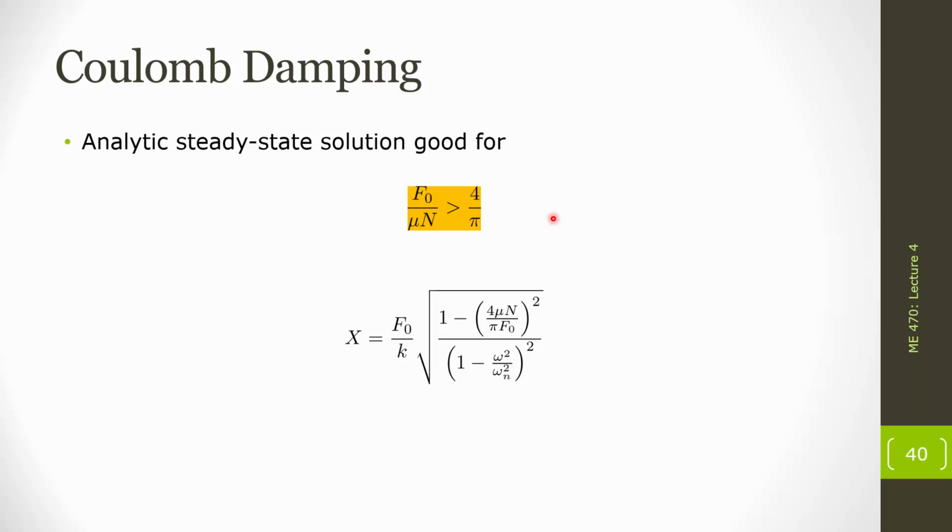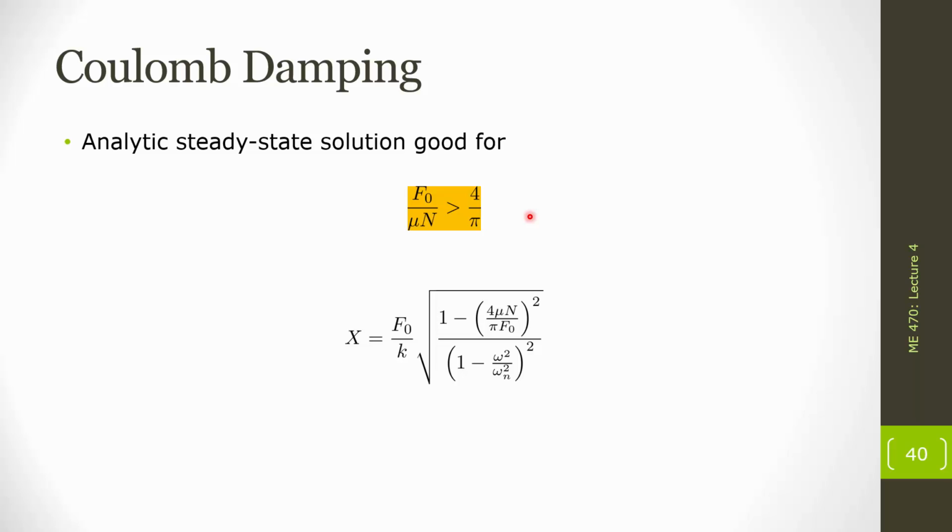And if we see what's happening here, when this orange expression is true, it's going to guarantee that the numerator inside of the square root is going to be positive, and it's not going to be negative, giving us then an imaginary value for x. So basically the rule is going to be that the forcing amplitude must be sufficiently larger than the force of friction, and greater than 4 over pi, so greater than about 1.3. So it has to be at least about a third larger force amplitude than friction force. When this is not true, this approximation is not going to work.